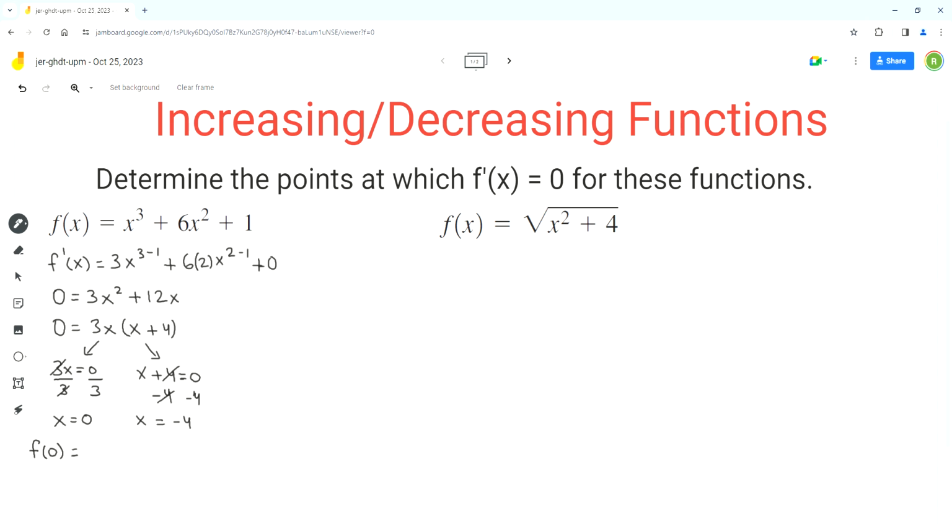So f at 0 will be equal to 0 cubed plus 6 times 0 squared plus 1. Now we can evaluate this expression. So the first two terms go away because they're just 0 and 0, and we are left with just 1 because 6 times 0 squared will be just 6 times 0, which is equal to 0. So the first point we found where the derivative is equal to 0 is (0, 1).